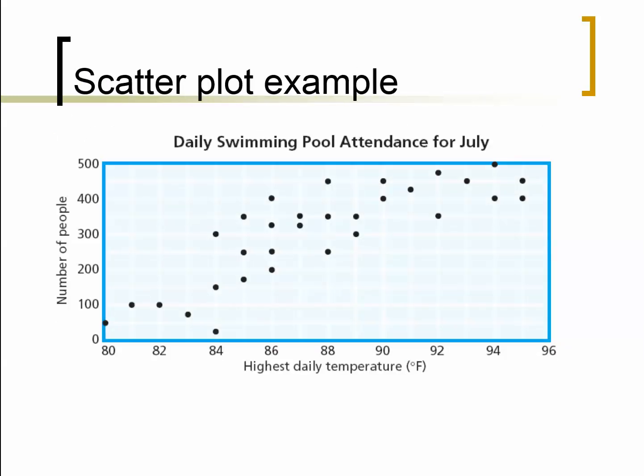Here's the scatter plot example showing daily swimming pool attendance for July. So on the x-axis we have the highest daily temperature readings, and the y-axis is the number of people in attendance at the pool that day.